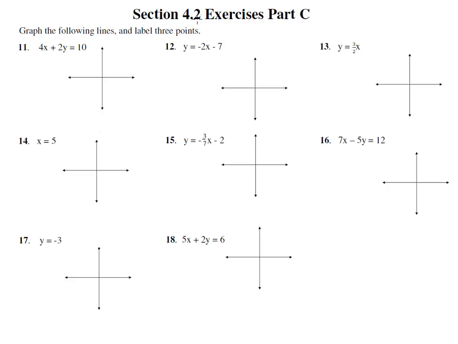Here we are in section 4.2 exercises part C. It says graph the following lines, so we need to make sure we have 2 points and label 3 points. Oh, we need to find a third.